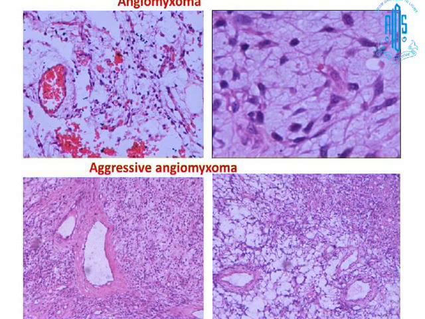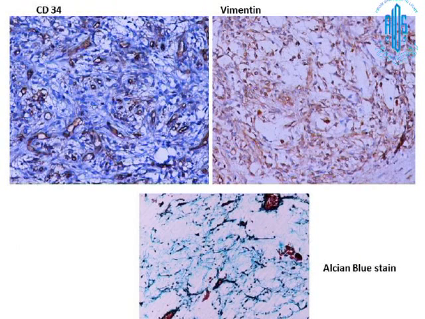angiomyxomas are less cellular as compared to aggressive angiomyxomas. They have thin-walled blood vessels, a myxoid stroma, and spindle to stellate-shaped cells, whereas aggressive angiomyxomas behave more aggressively. They have these thick, hyalinized blood vessels and are more cellular. These are very rare tumors in the orbit. CD34 and vimentin are positive. Alcian blue stains the hyaluronic acid present in the stroma. These are rare orbital tumors, locally aggressive tumors.